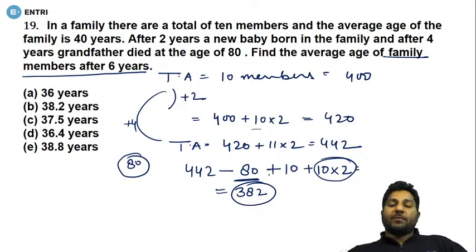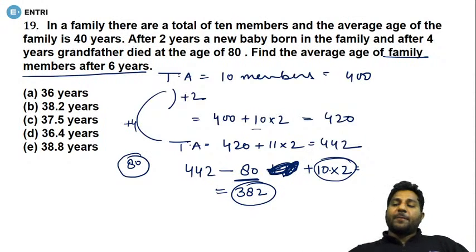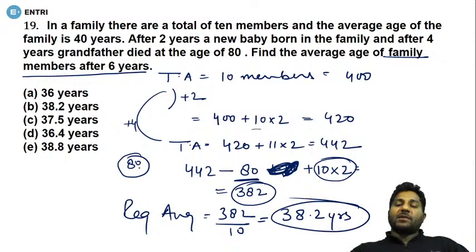Look at this. First we have to subtract the 80 years, then we will have to add 10 years. This has to be reduced, because I was writing 10 into 2 but wrote it 2 times. So the required average will become 382 divided by 10, because we have been left with only 10 members. Now the clear answer is option B.